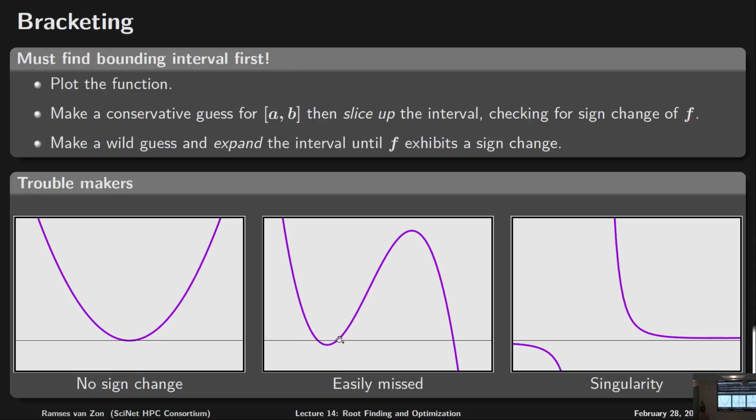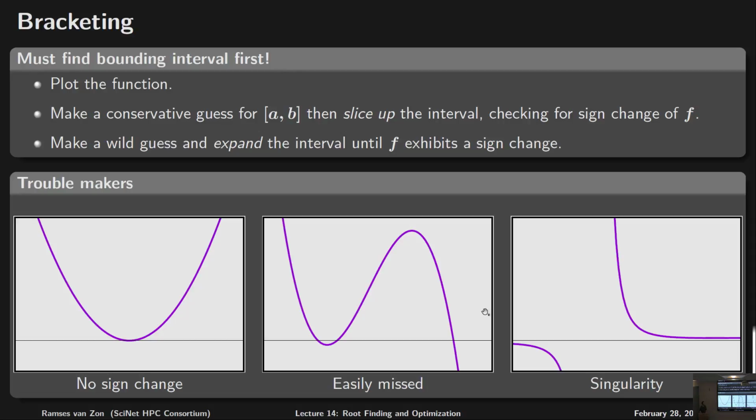Sometimes it's just easy to miss a root. So you could mention that here are some roots, but the interval where it changes sign is very small. So if I just tried it and I just picked a point A on this side and B on this side, I would never guess that there is a root. So although once I have bounded my interval, I will find a root, it's not very easy to find that interval in this case.